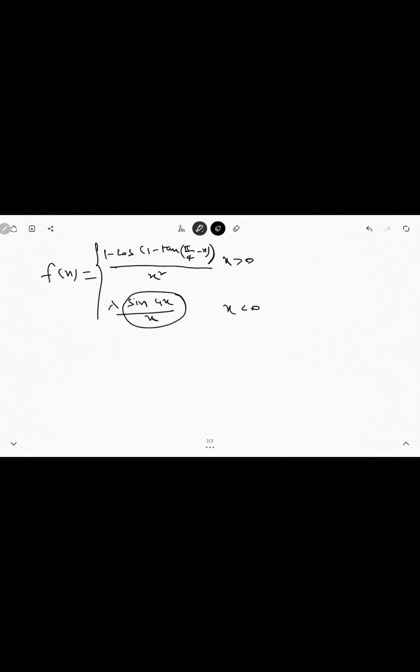Sin 4 theta by theta, theta goes to 0, is 4 only. So clearly LHL, x tends to 0 minus, lambda sin 4x by x will be 4 lambda. So LHL is equal to 4 lambda.